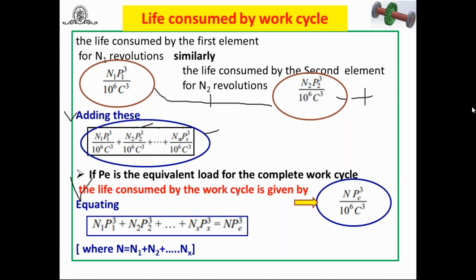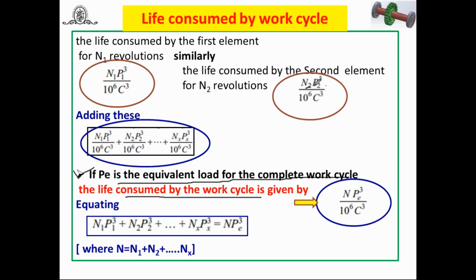That is why we are changing the analysis, look at it. If P is the equivalent dynamic load for the complete work cycle, then the life consumed by the work cycle is given. We have written this for element 2, this for element 1. Similarly, for the complete work cycle with equivalent dynamic load, the total number of revolutions is capital N, into the equivalent load P upon 10 raised to 6 into C cube. This is for the complete work cycle.